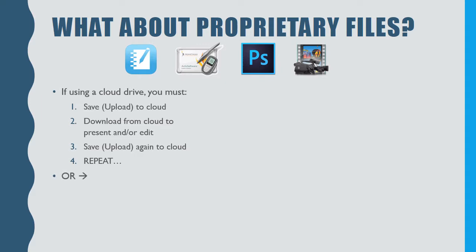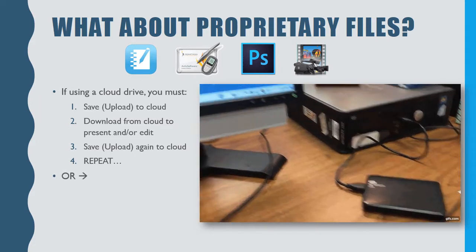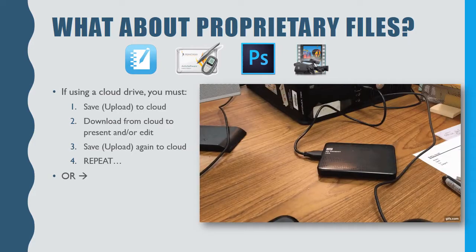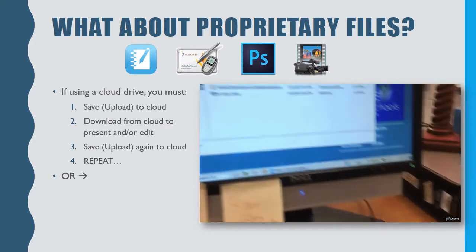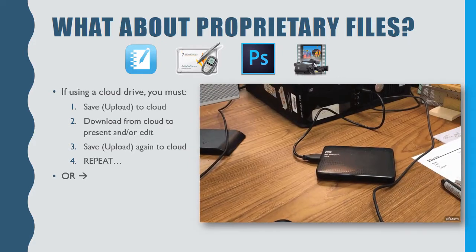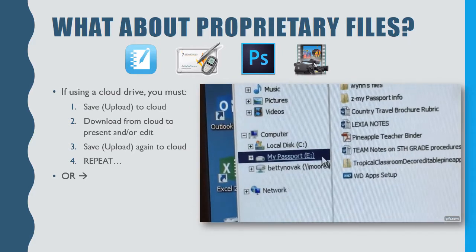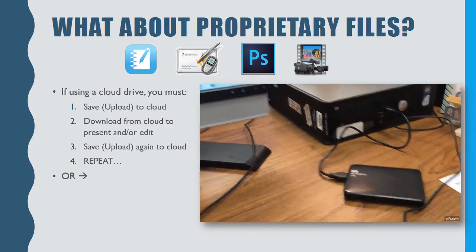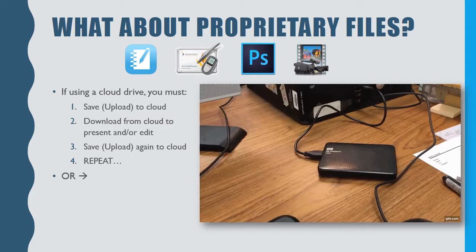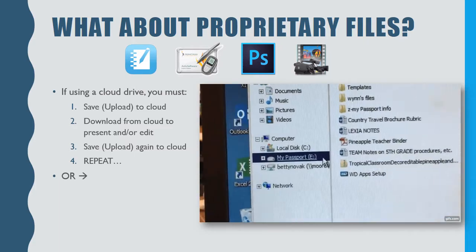For these types of files, and really only these types, I actually suggest having some type of external hard drive, whether that's a USB stick or a larger external one like this. You can save all your Smart Notebook and editing files that don't work well within the cloud. But remember that the district is not responsible, nor will they back this up. So if you lose this, then of course you've lost it. So it's always a good idea to still maintain copies in the cloud so that you have a good backup.